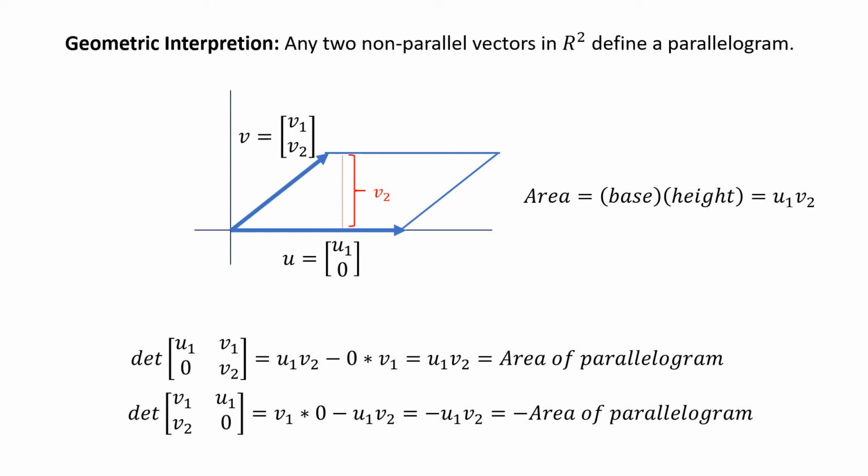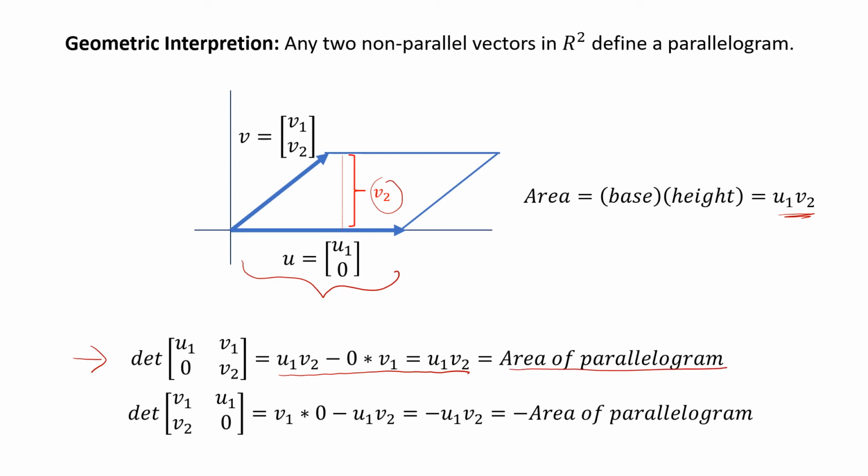Well, if you remember from your basic geometry, the area of a parallelogram is the base times the height. So what's the base times the height? Well, the base is u1. The height is v2. So the area of that parallelogram is u1 times v2. What's the determinant of those two vectors? The determinant of the vectors u and then v, you figure that out, it's u1 v2, which is exactly the area of the parallelogram.